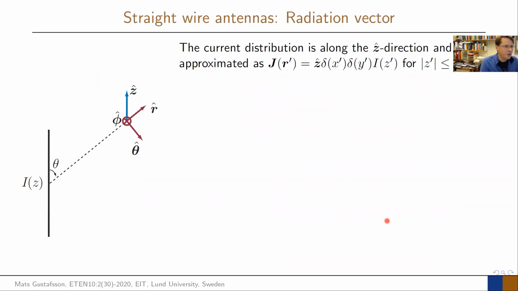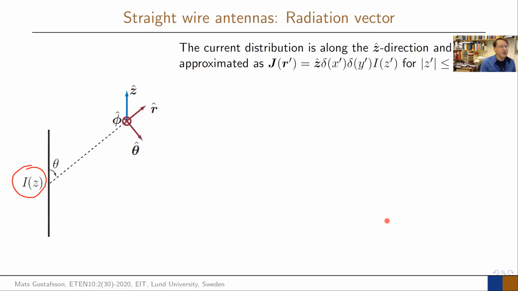So what we need to do now is to compute this current density to the far field. So we need to write up that we have a straight wire dipole, and we need to write up what is a radiation vector. First I have some current. It sits on a wire. We think that the wire is very thin. And then I should say what the current density is, and I need to write it up.